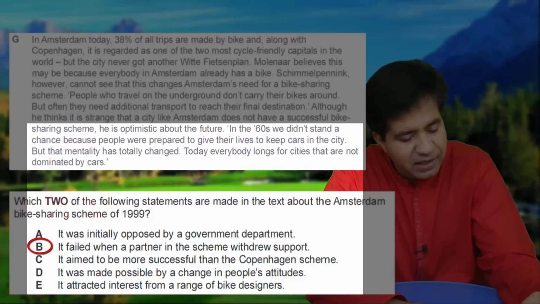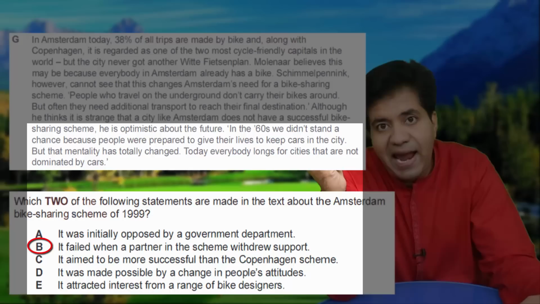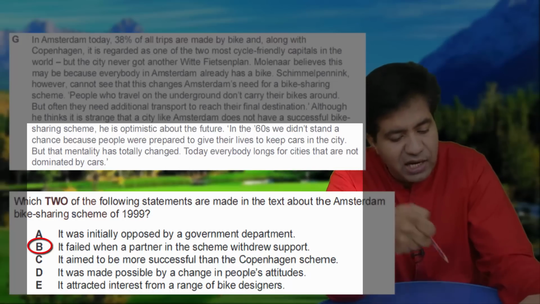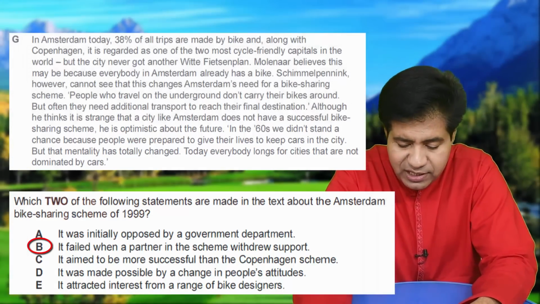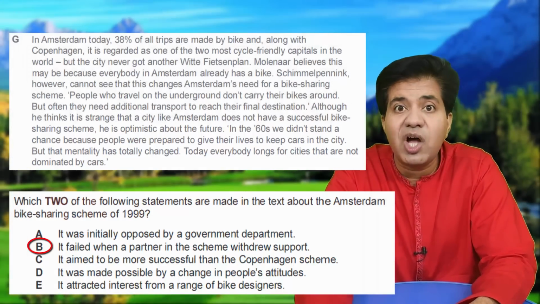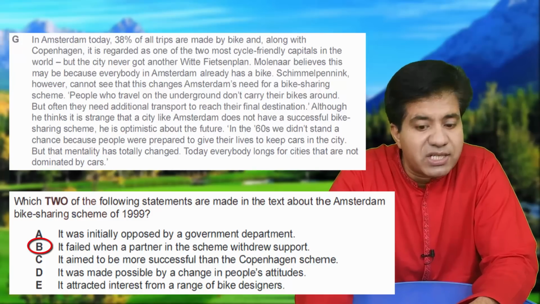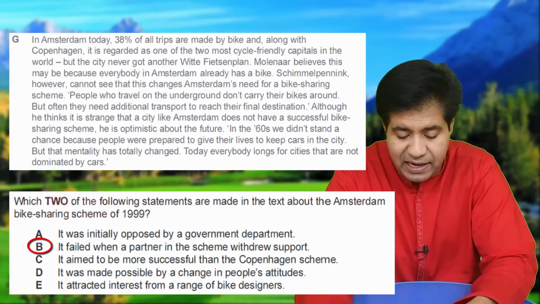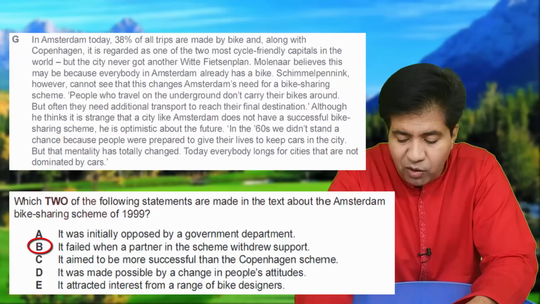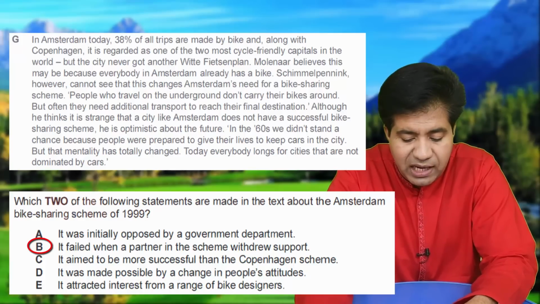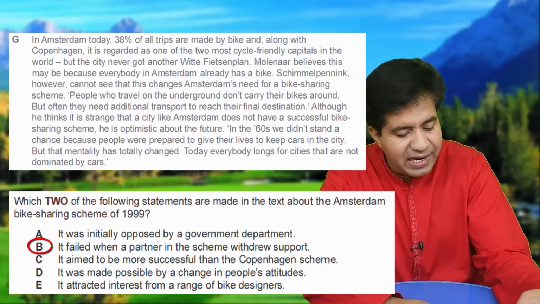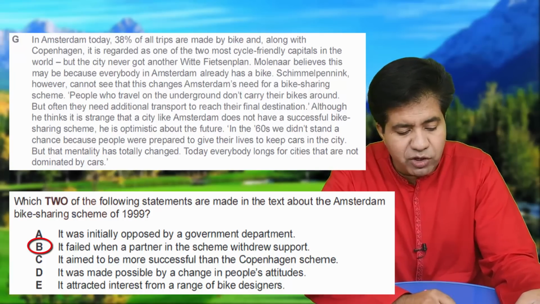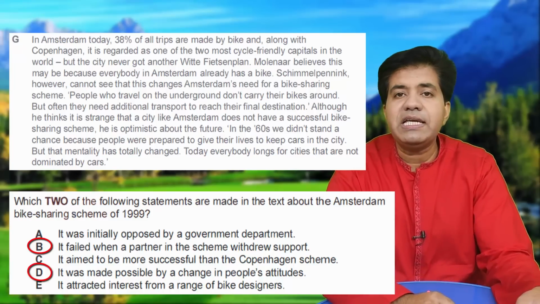What is the statement? The statement is it was made possible by a change in people's attitude. That mentality has totally changed, and change in people's attitude. So they say here, in the 60s we didn't stand a chance. We didn't stand a chance means we were not successful because people were prepared to give their lives to keep cars in the city. But the mentality has totally changed. Today everybody longs for cities that are not dominated by cars. That is why mentality is linked with the attitude of people. So it was made possible by a change in people's attitude. Option D is the right answer.